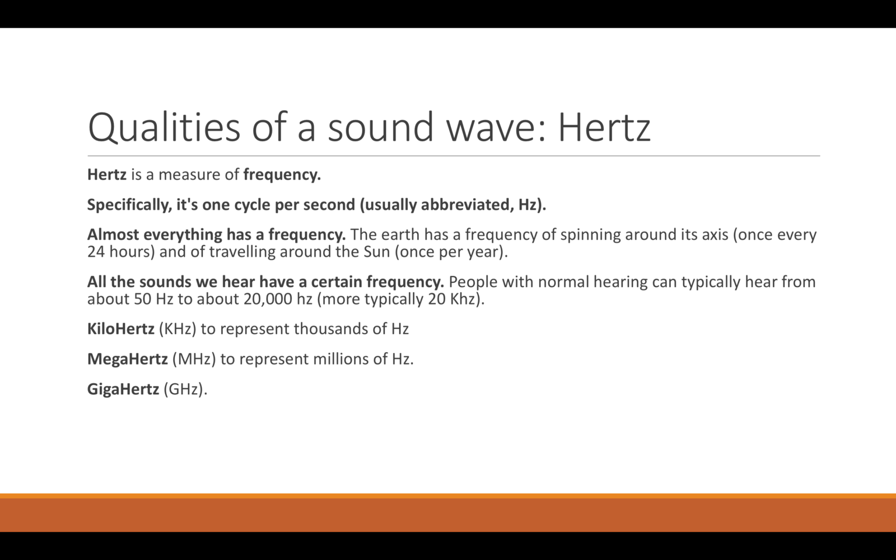Everything we hear has a certain frequency. For example, my Chihuahua versus my neighbor's big dog, which I think is a pit bull. So the pit bull barks woof, woof, woof, low frequency sound, whereas the Chihuahua barks woof, woof, woof, woof, woof, high frequency sound. Okay, so people with normal hearing can typically hear from about 50 hertz on the low end to 20,000 hertz on the high end. And as we age, we actually lose the ability to hear certain sounds, mostly on the high frequency end.